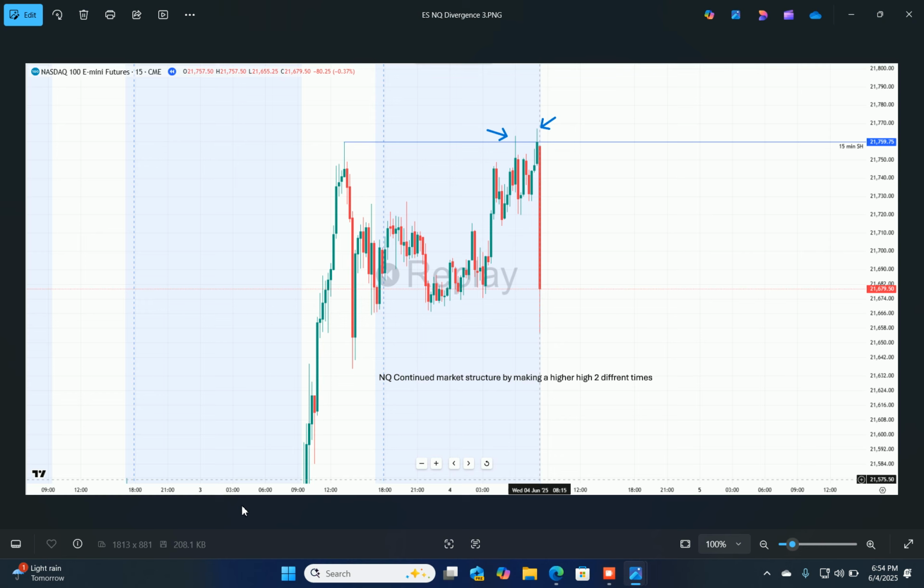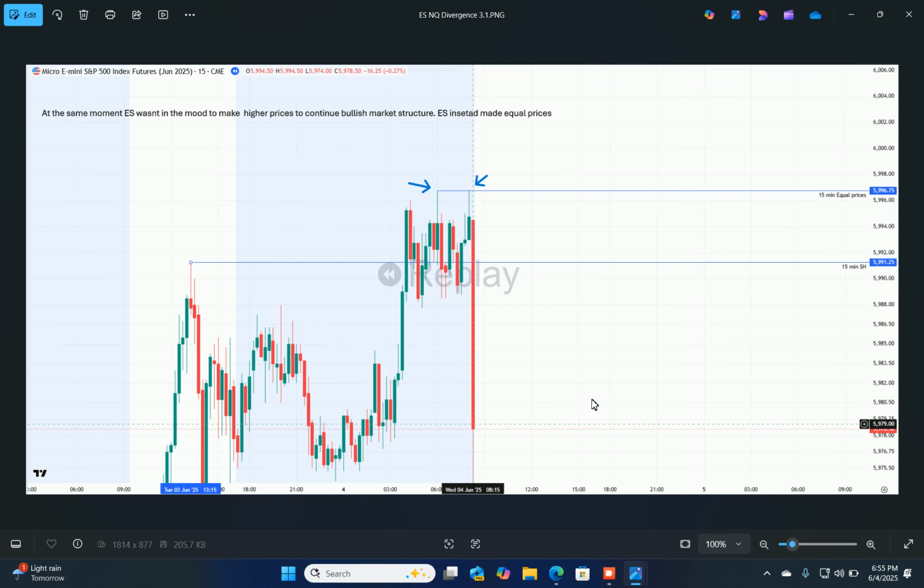With the NQ, this is the NQ on a 15-minute time frame. The NQ was bullish. We were looking for higher prices up until early this morning, and basically we got higher prices. Where I have my arrows marked out is where the divergence started to happen, because the NQ continued market structure by making a higher high two different times. You got higher prices right here and higher prices right here on the 15-minute time frame.